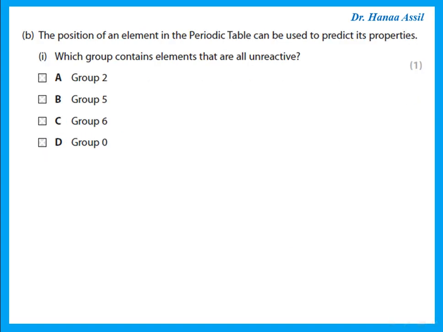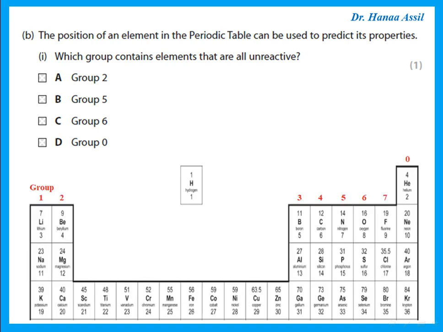Okay? The position of an element in the periodic table can be used to predict its properties. So he's saying which group in this periodic table contains elements that are unreactive. Remember, where are the elements that are unreactive? You should remember that that is the group we call 0 at the end on the right. Helium, neon, argon, krypton, and so on. These are unreactive, and if he asks why they're unreactive, we say because they have a full outer shell.